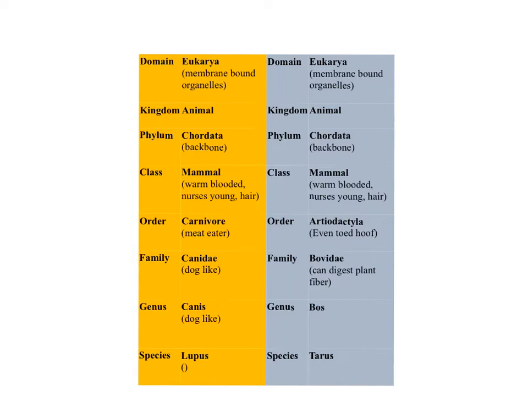So let's see what we have here. On the left side, we just have a wolf. And on the right side, we have a bull or a cow. So that just kind of shows you where they break off. They are similar with each other until you get to this branch. Obviously a cow is not a meat eater. They have even-toed hooves. They can digest food, plants, and the wolf cannot. So that's where they separate.